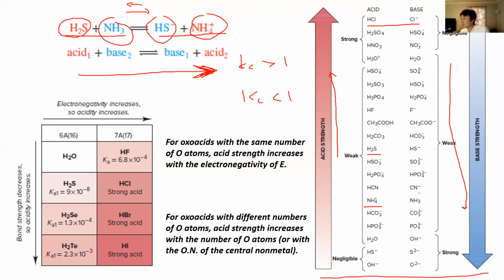You can also get the same conclusion by comparing the strength of the base. For ammonia here and the HS minus here, because the base is stronger at the bottom, ammonia is stronger than HS minus. So that means the reaction is going to proceed to the right.